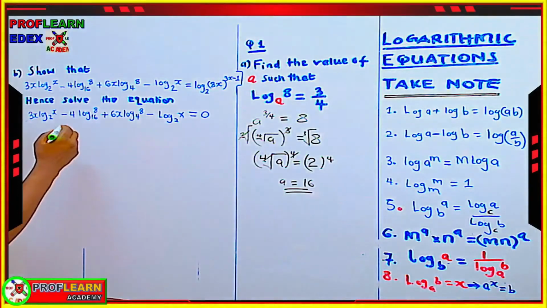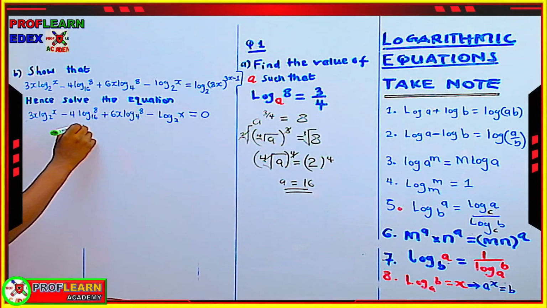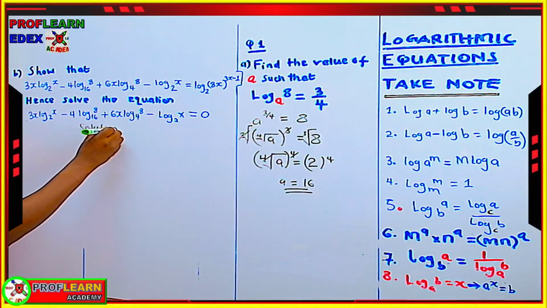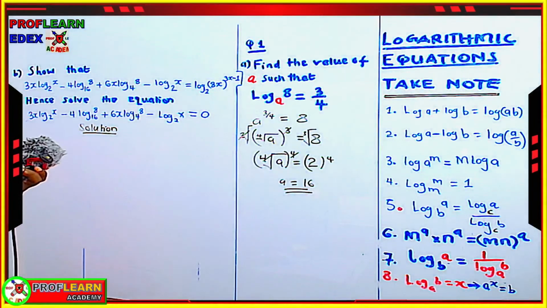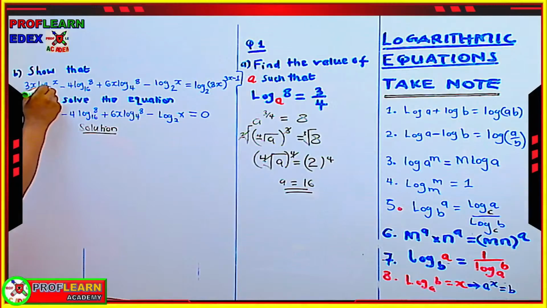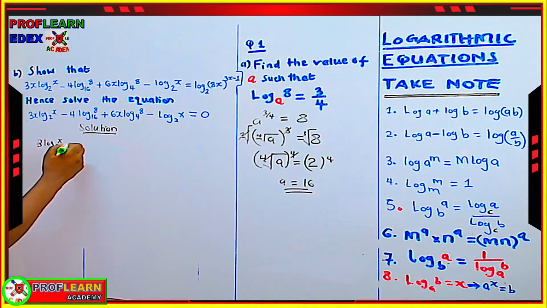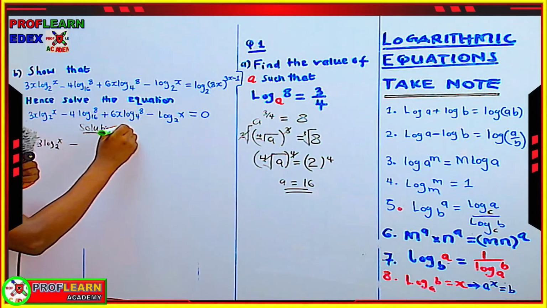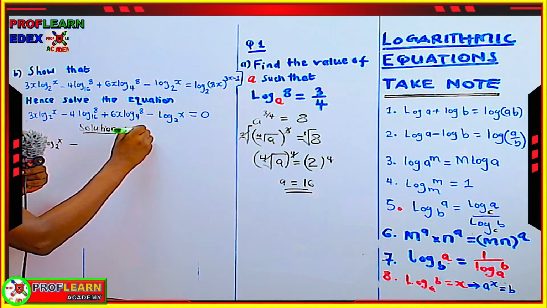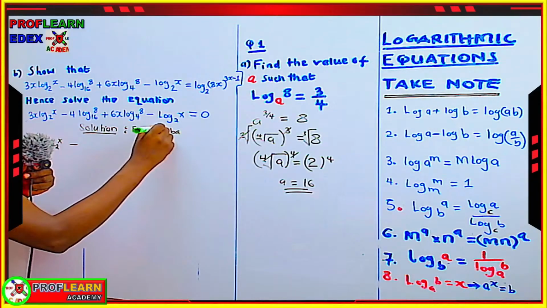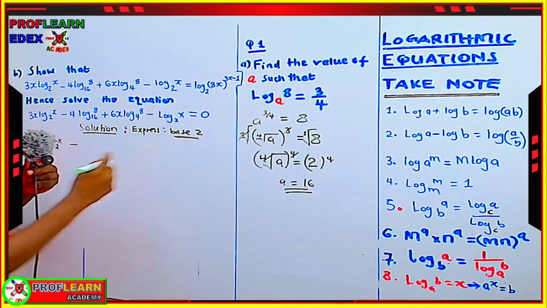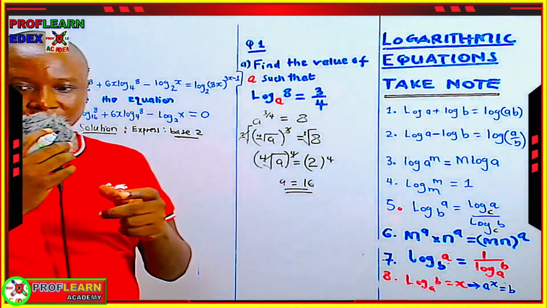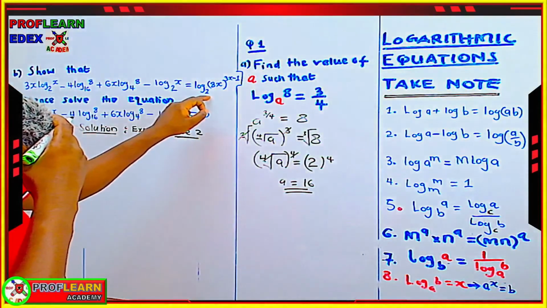Solution to this problem. This is 3 log of x to the base of 2, and we're going to be minus. Now, in order to solve this, we are going to express everything to the base of 2, because if I look at this question, we are showing that this is equal to this, so our final answer should have base 2.